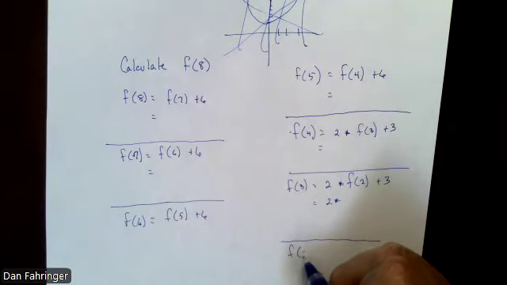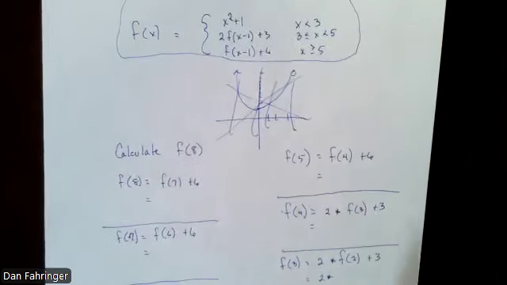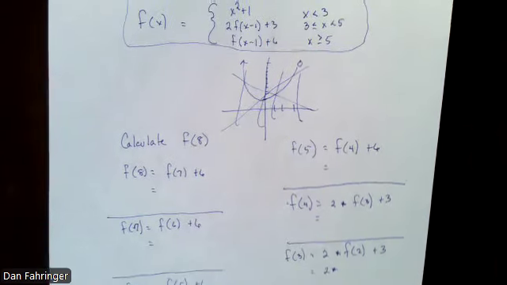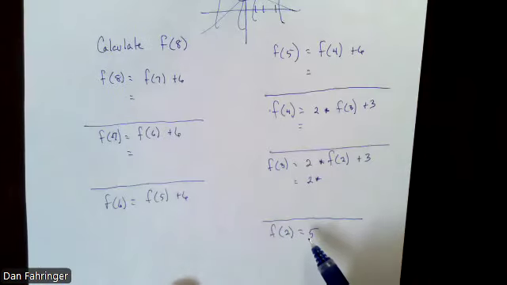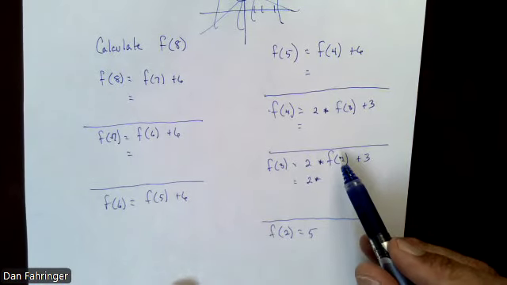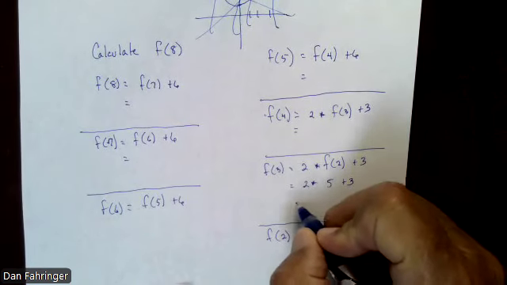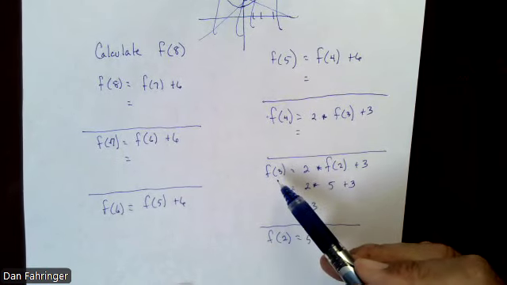What's f of 2? That would be 5. F of 2 is 5. So now I can spiral back out. This now becomes 2 times 5 plus 3, which is 13. Now I know what f of 3 is.